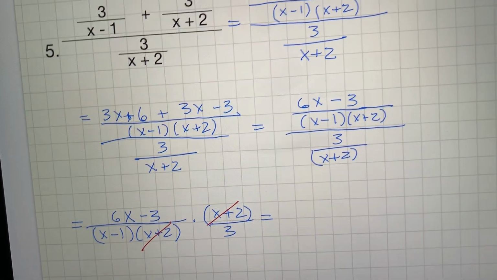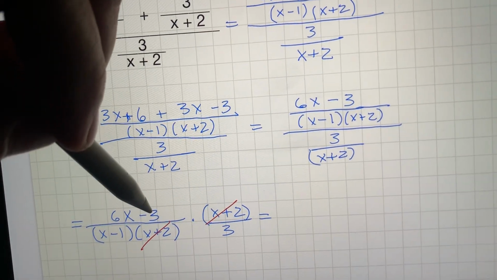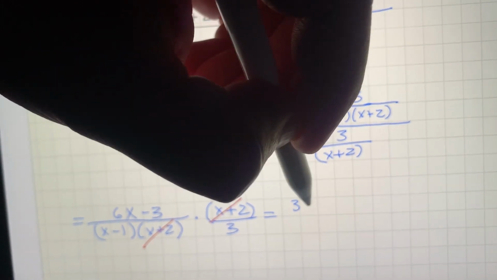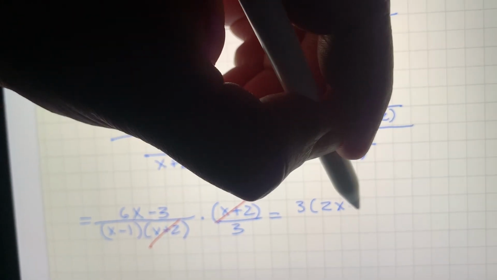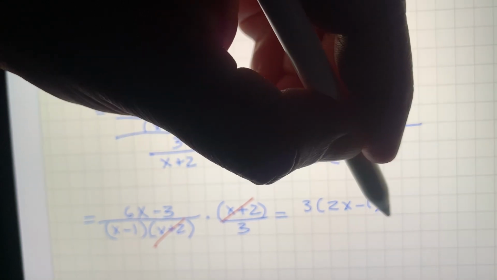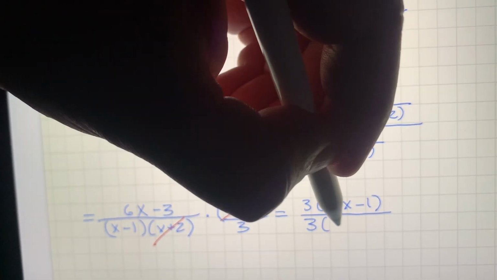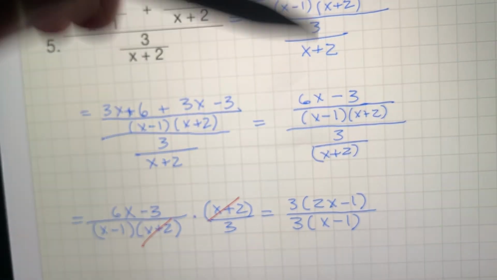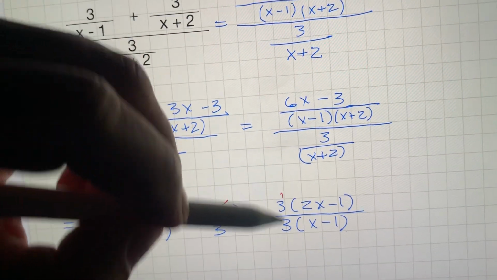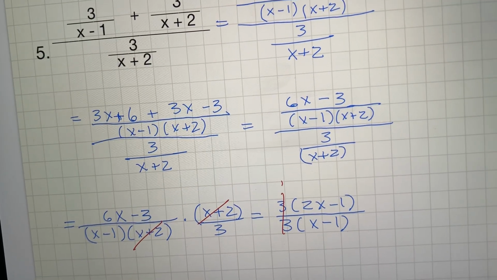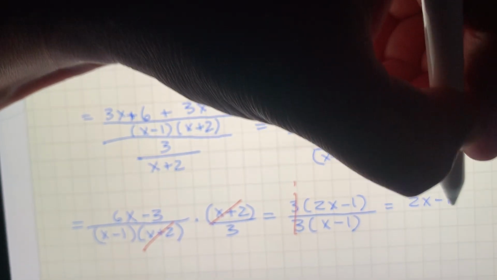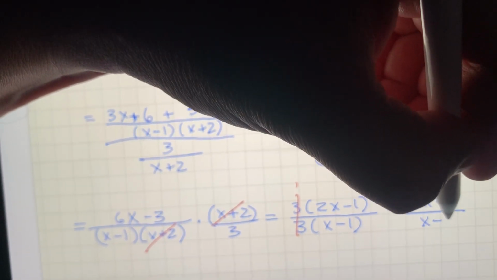Now I can extract the 3 from this expression, so that would be 3 times 2x plus 1 over 3 times x minus 1. So these numbers cancel out, and I end up with 2x plus 1 over x minus 1.